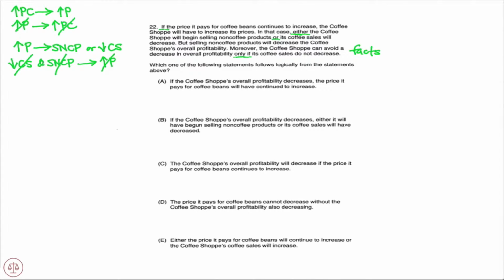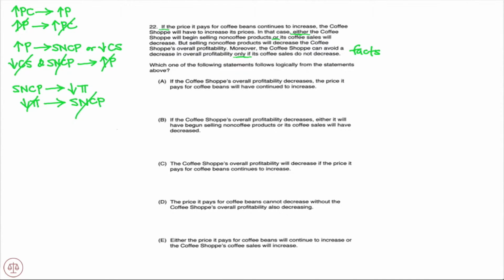The next sentence tells us, but selling non-coffee products will decrease the coffee shop's overall profitability. So selling non-coffee products is sufficient for decreasing the coffee shop's overall profitability. So our profitability there, I use the pi sign, will go down. Contrapositive, if we do not see a decrease in profitability, then it is not the case that we started selling non-coffee products.